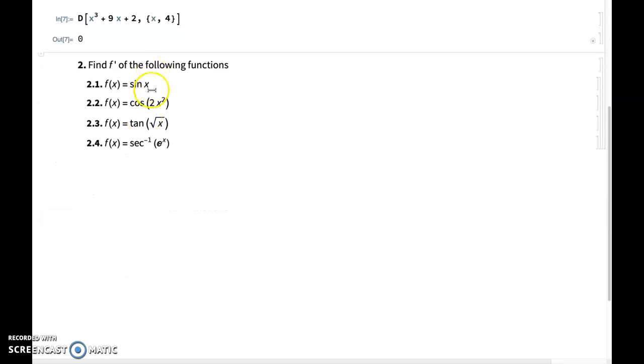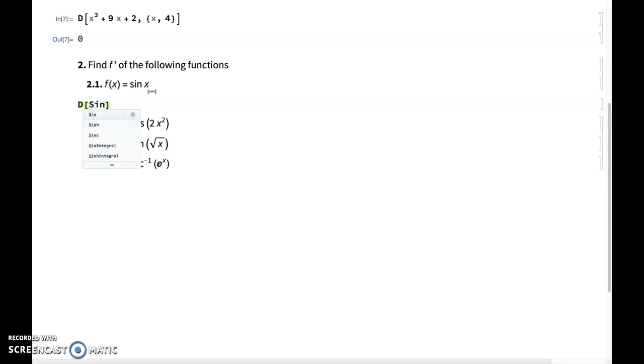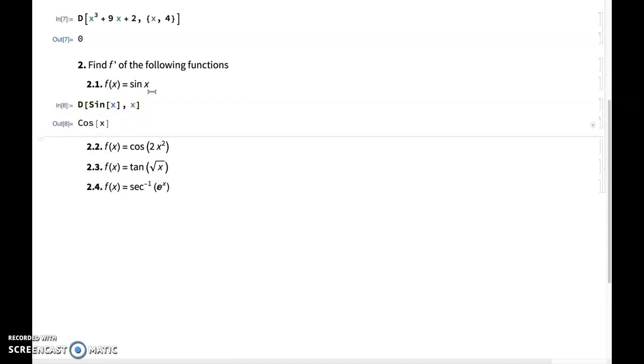The same thing exactly could be done for, of course, trigonometric functions. So I write D, and then remember that sine of x itself is a Mathematica command, so you have to write the first letter, the S, in uppercase letters. So sine of x and then comma with respect to x. I get cosine of x.